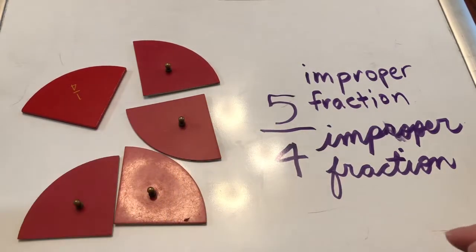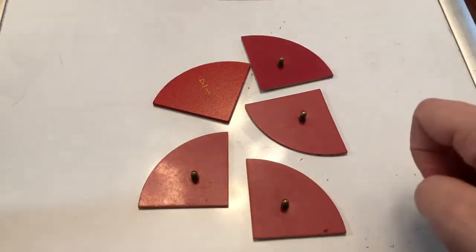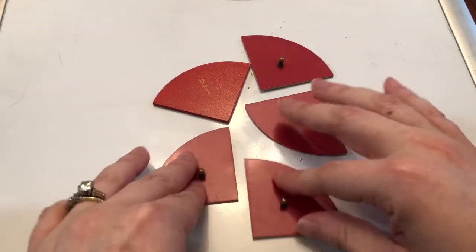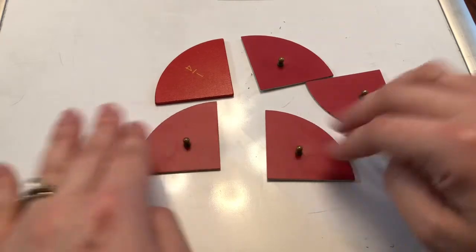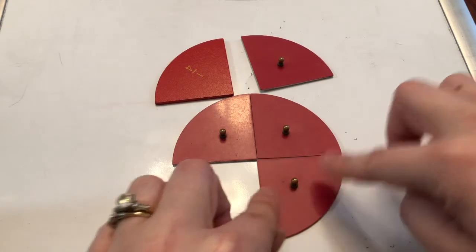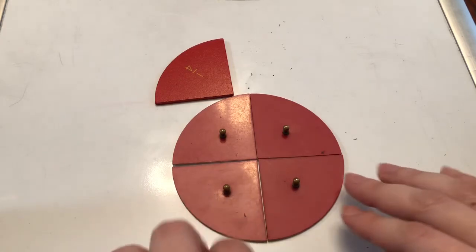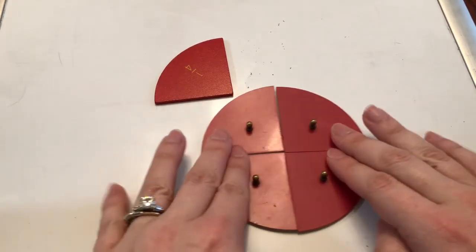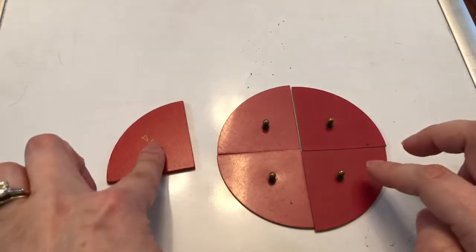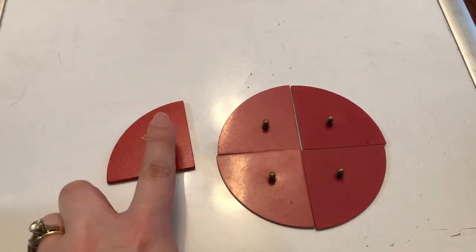So we can take an improper fraction and turn it into what is called a mixed number. Let's take a look at how to do that. So I still have my 5 fourths. 1, 2, 3, 4, 5. 5 fourths. But I can put them together. Let's see what happens when I put them together. I've made a whole. And I have an extra fourth.